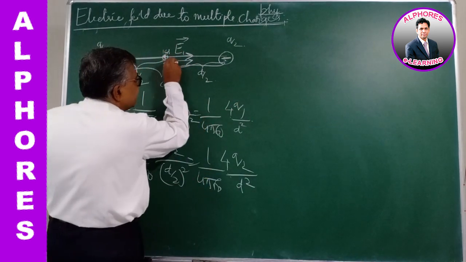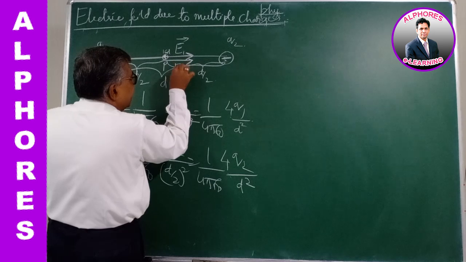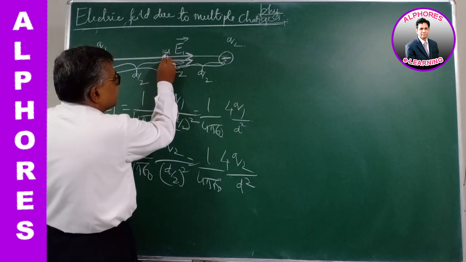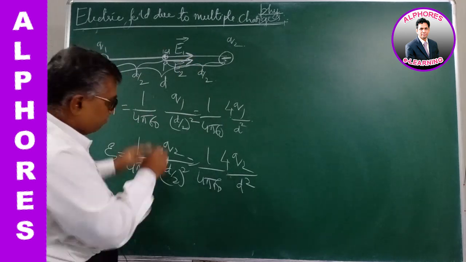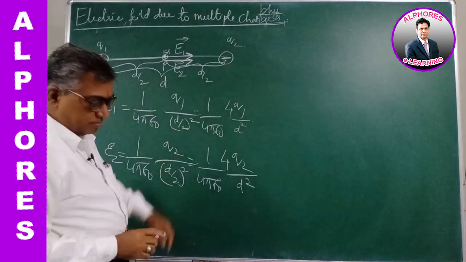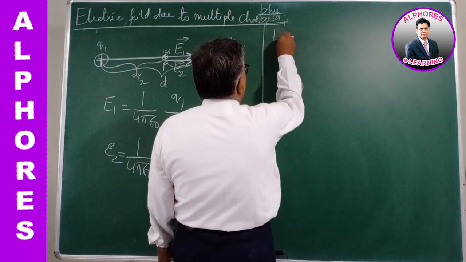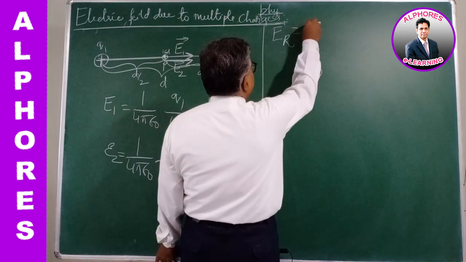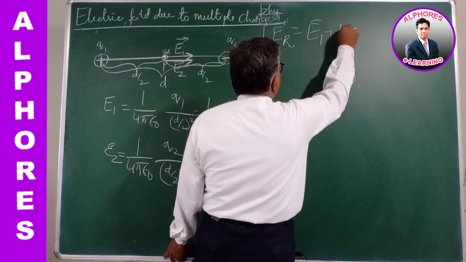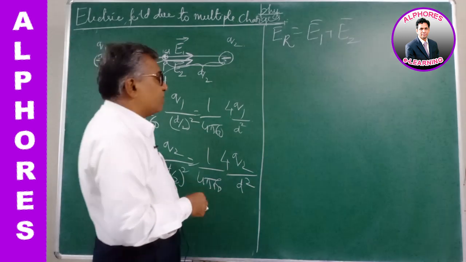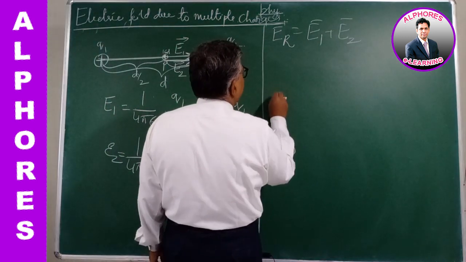So the force is like this. The electric field intensity is also in this direction only, E2. So E2 is also in this direction. Magnitudes, direction, first step. Second step. Now according to the principle of superposition, we know the resultant electric field is the vector sum of the individual electric fields, E1 bar plus E2 bar. So therefore the resultant electric field E.